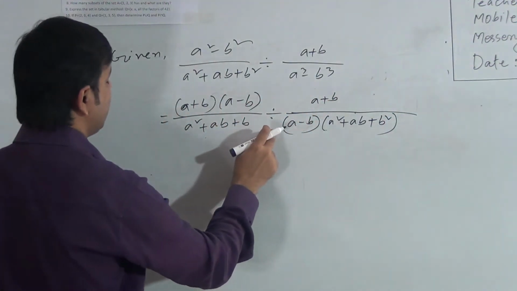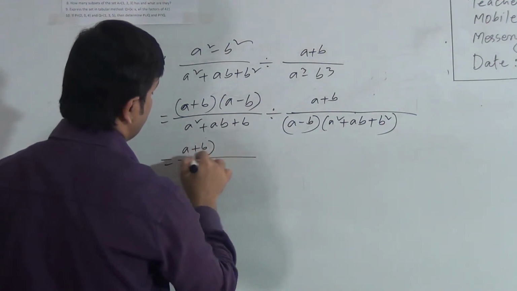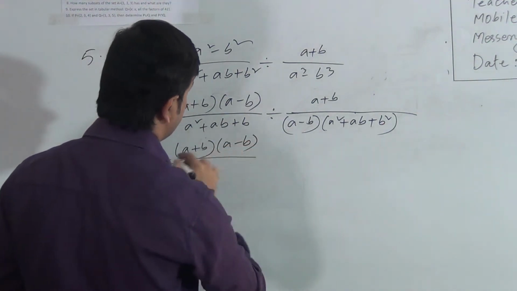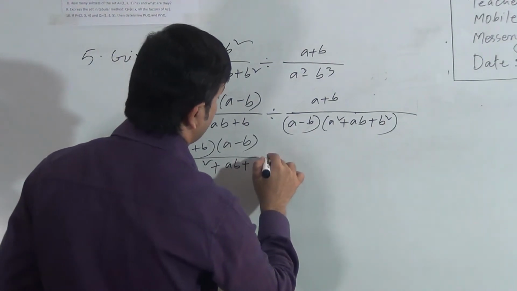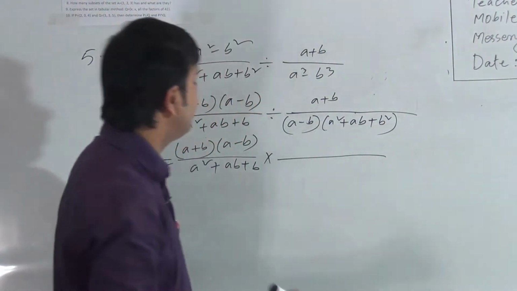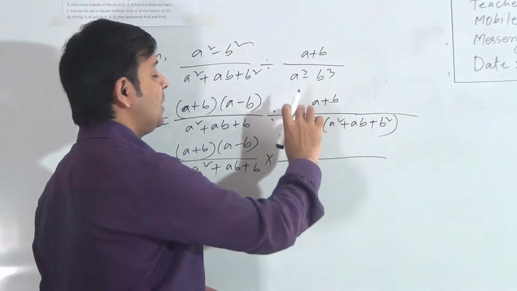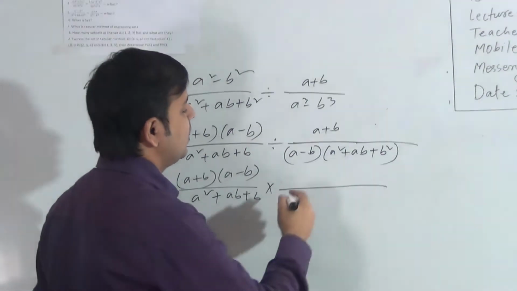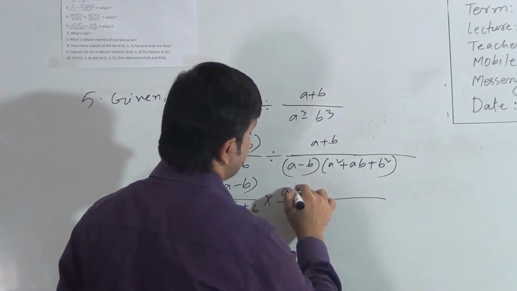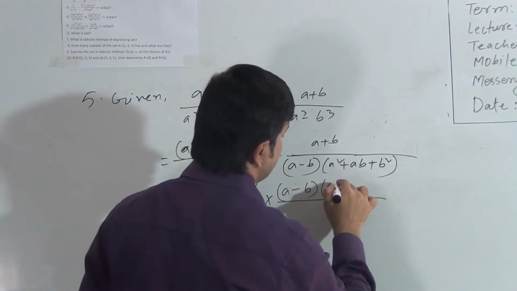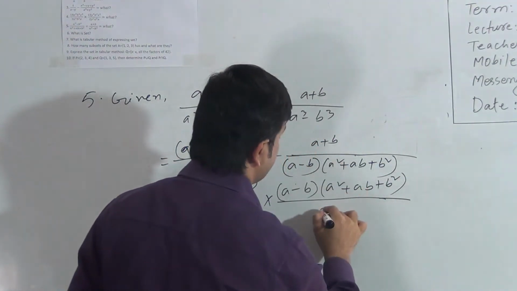Now as here is division, we have to convert this one into multiplication. A plus b into a minus b, this will remain same, a square plus ab plus b square. Now convert this one into multiplication, and then this fraction we have to take the reciprocal of this one. It means the opposite fraction. So numerator will go to the denominator and denominator will go to the numerator. A square plus ab plus b square. So we can write here a plus b.